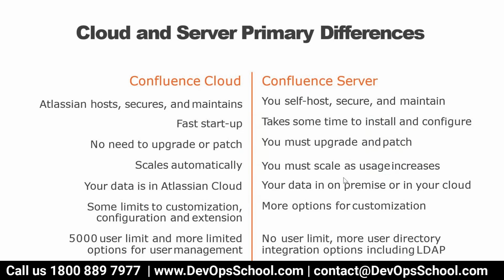Confluence cloud is hosted by Atlassian. Atlassian takes care of the hosting, security, and maintenance. Whereas Confluence server, you host on your own server, and you take care of security and maintenance. If you want to get started fast, cloud is the best option, with fast startup. If you want to set up your own server with all these configurations, it takes some time to install and configure.